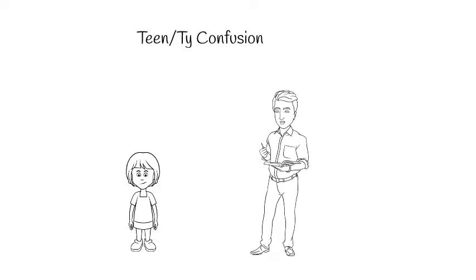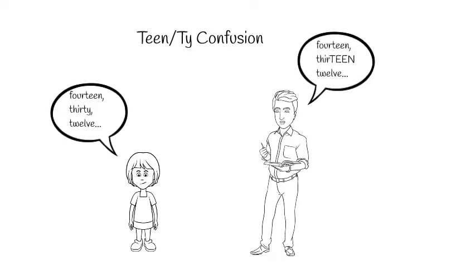In terms of the teen-T confusion, this can in part be addressed through modelling the correct word when the pupil makes the mistake, as well as highlighting to them the differences in terms of how the teen and T words sound, as well as how they feel and look in terms of the shape their mouth is making.